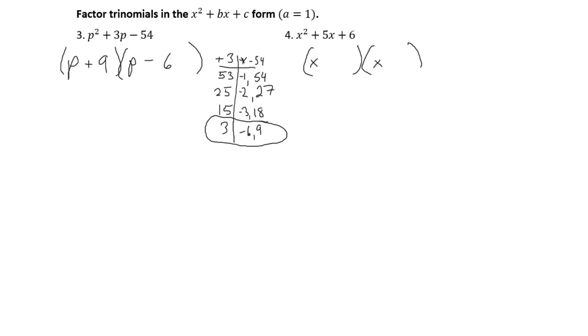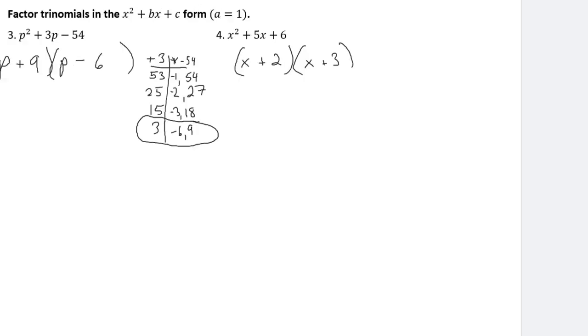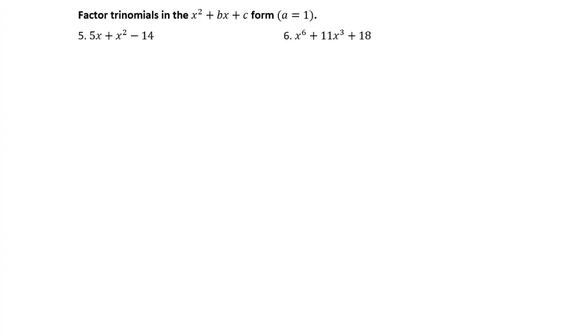X and x, two numbers that multiply give us 6, add to give us 5. That's 2 and 3. I've already worked that one today. All right. Now, if you notice here, this one's a little out of order. So we definitely want to rearrange it and put x squared out first, 5x, and then negative 14.